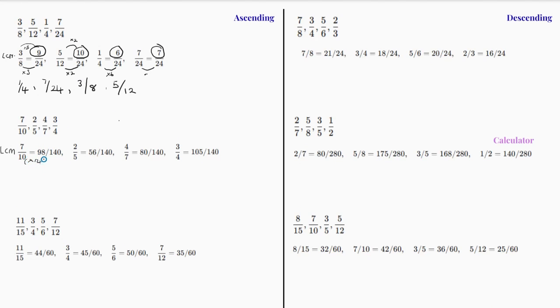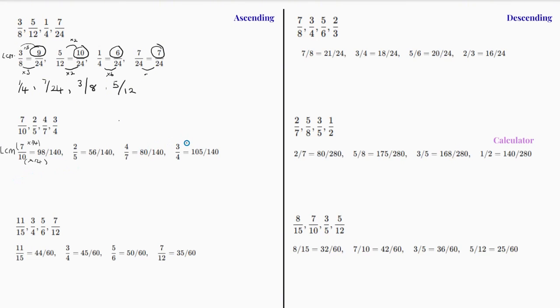I timesed 10 by 14 to get 140. So I timesed my 7 by 14 to get 98. And it's the same for all of these. I've done exactly the same. So follow this full one for full understanding. So this one is the same. So we are going smallest to biggest.